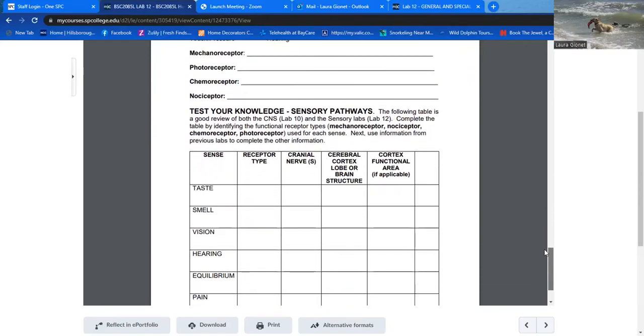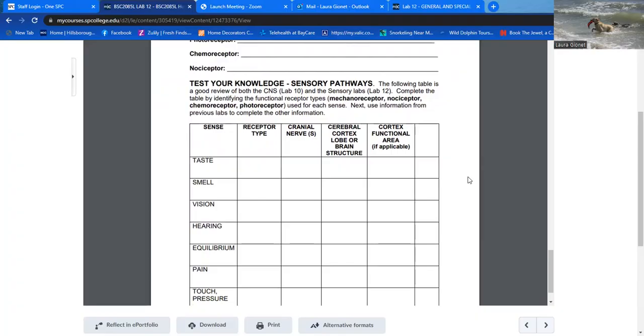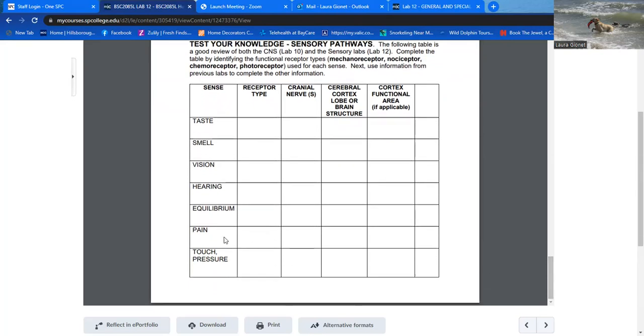Okay, then here we have test your knowledge, sensory pathways. So what we have here is kind of loose, because some of these things, like pain, touch, and pressure, depend on where you're talking about. Are these visceral organs, or are we talking about the surface of the face? That is going to determine which cranial nerve is going to convey that, because we're actually just looking at cranial nerves here. Spinal nerves are different. And it's just an exercise to help you organize some of these senses.